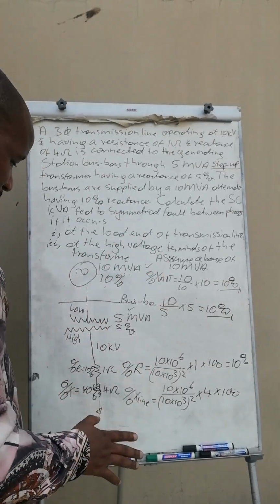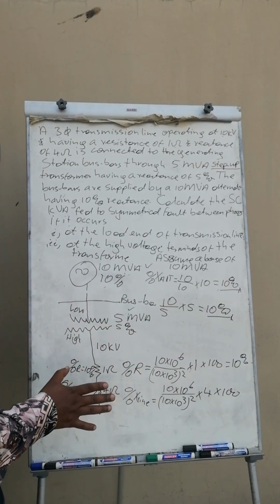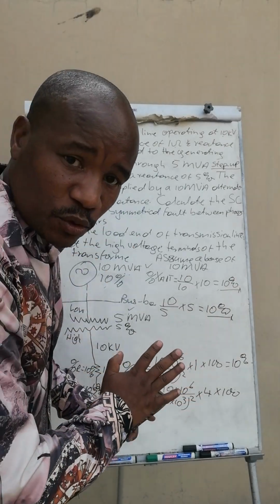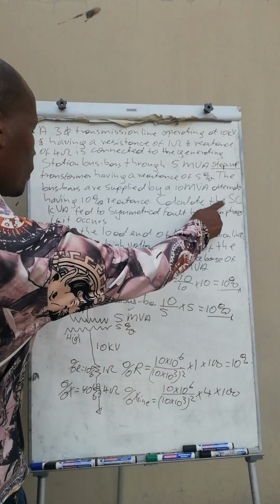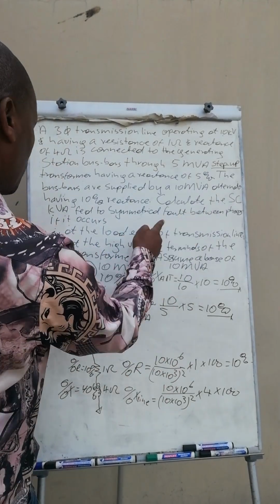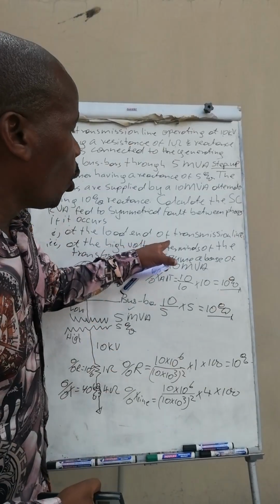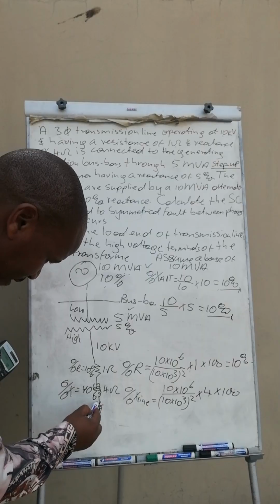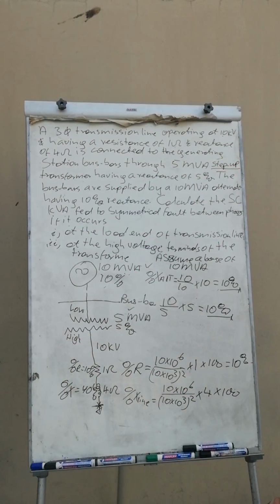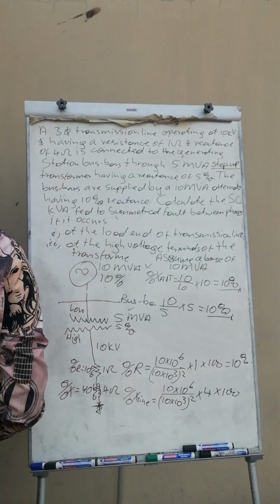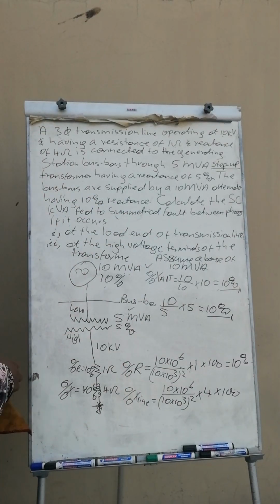Right. This is the line diagram. We have made calculations this way because I don't have space. Calculate the short circuit current fed to the symmetrical fault between phases at the load end of the transmission line. There, at the load end of the transmission line. Let me erase this part, guys.